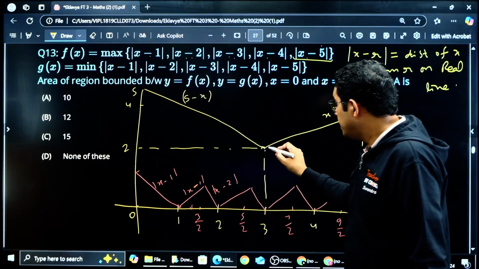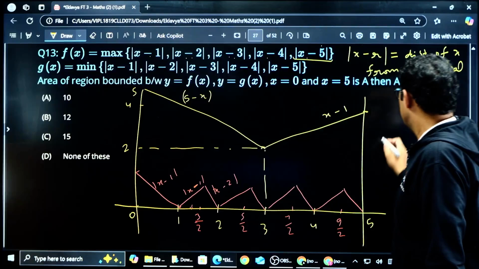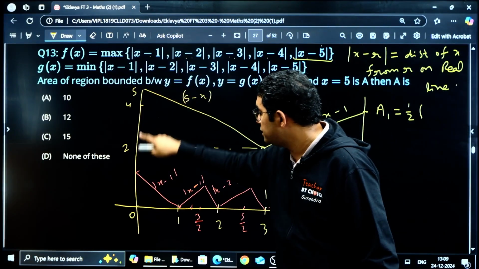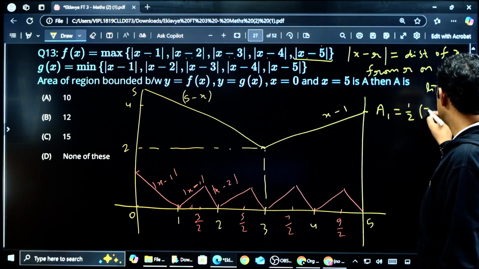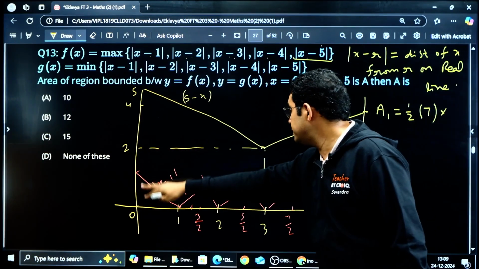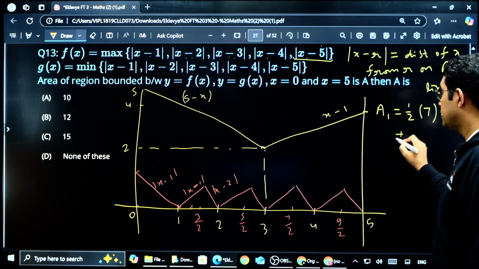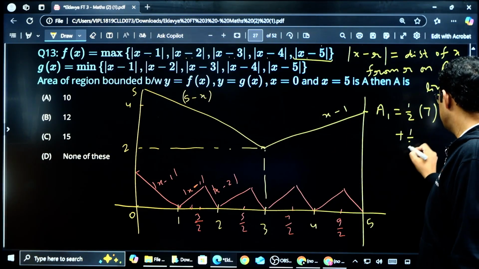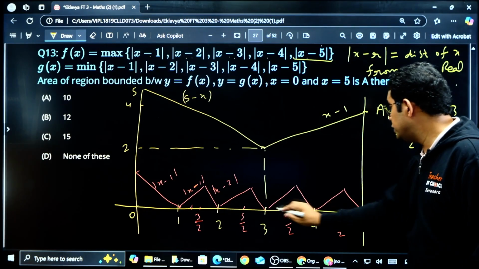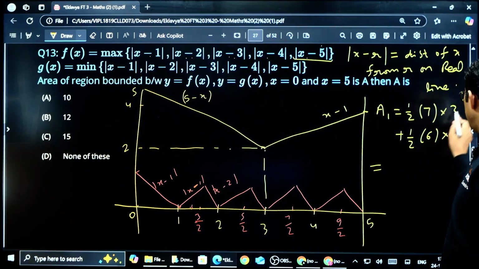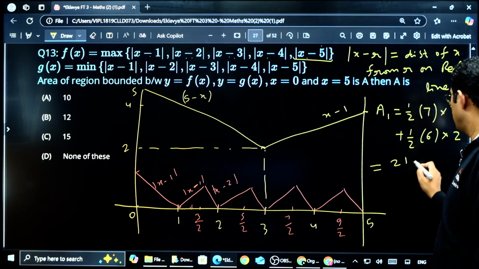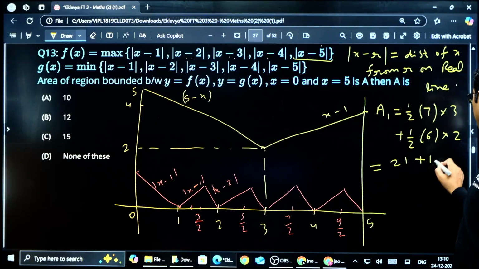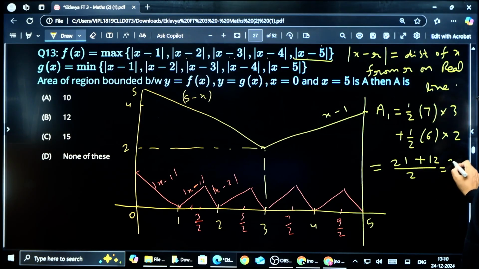2 trapeziums actually. Here it is 2, here the height is 5. So the area A1, I am writing it as 1 by 2 into the sum of parallel sides, that is 5 plus 2, 7, into the distance between them, that is I think 3 here, plus then this point to this point, that is 2 and 4, 2 plus 4 is 6, and the distance between these two is just 2 here. So the answer would be I think 21 by 2 plus 12 by 2. So I think it is 33 by 2.